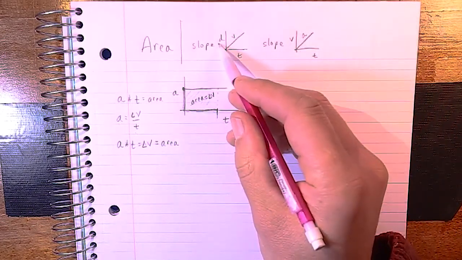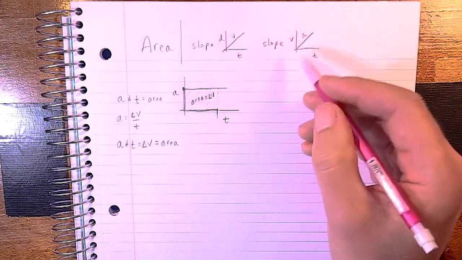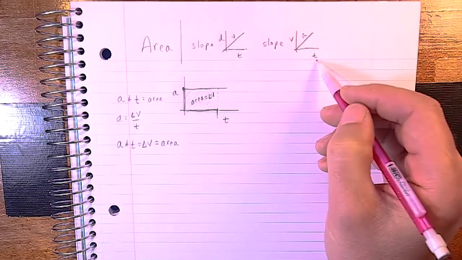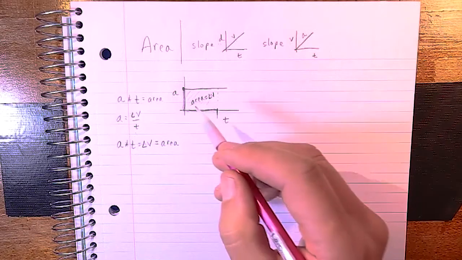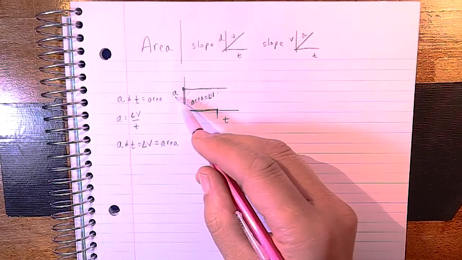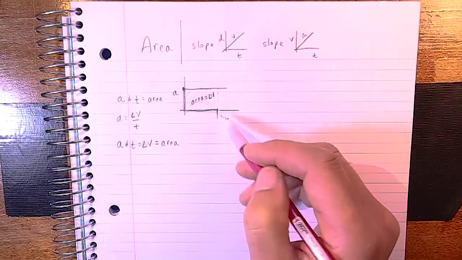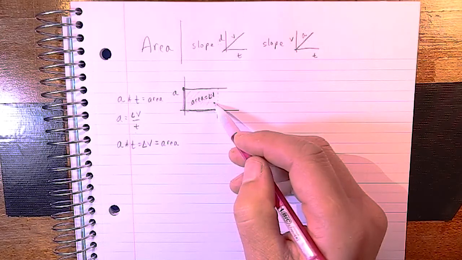The slope of a displacement time graph is velocity. The slope of a velocity time graph is acceleration. The area under the graph of an acceleration time graph is the change in velocity.